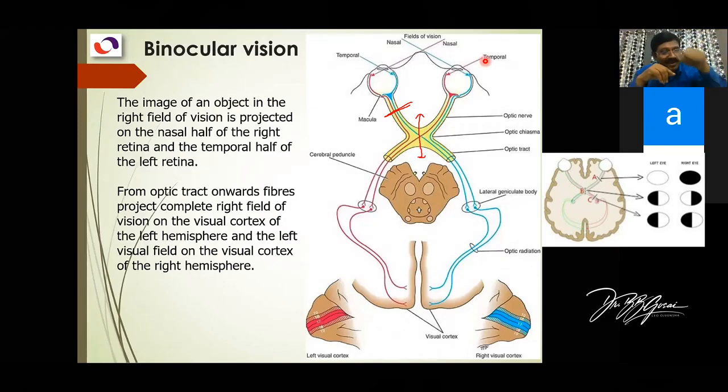How? Because the field of vision is in a particular arrangement at the optic chiasm. So that's why your halves are arranged like this. That is the principle of binocular vision. Okay, so this is what happens.